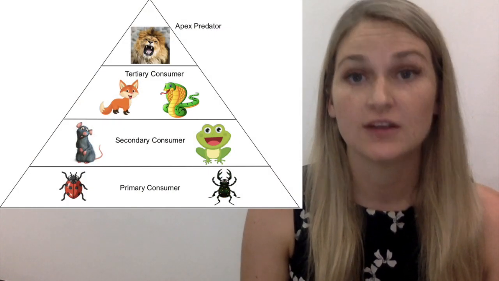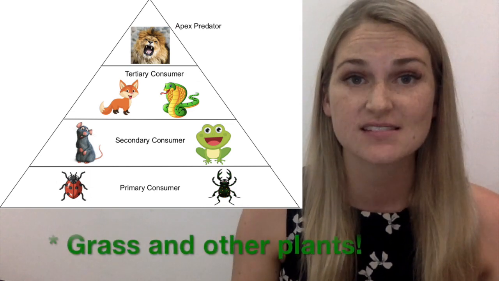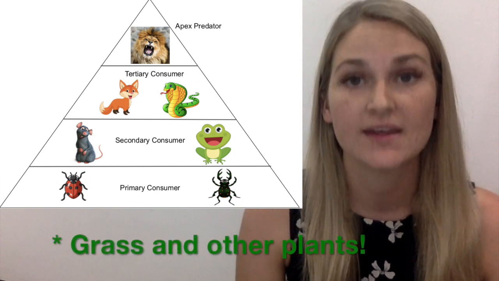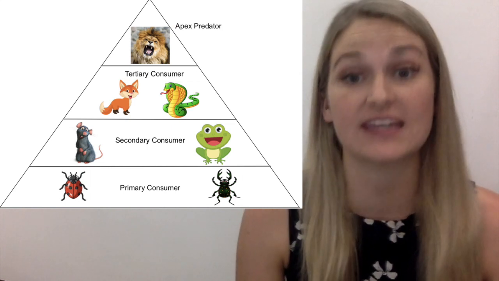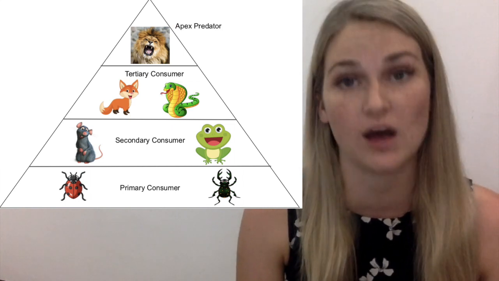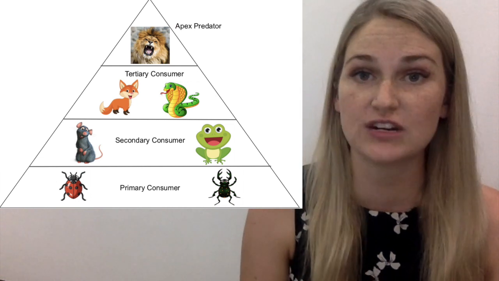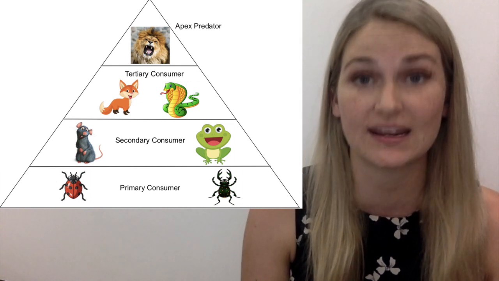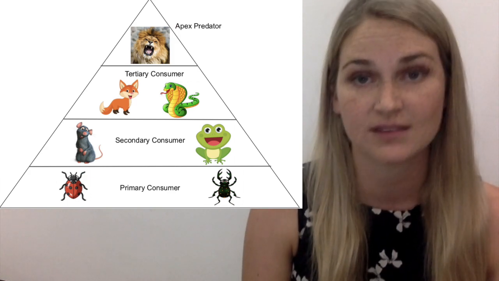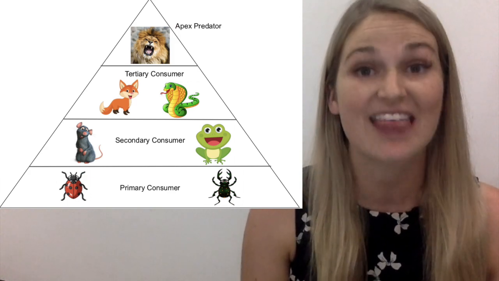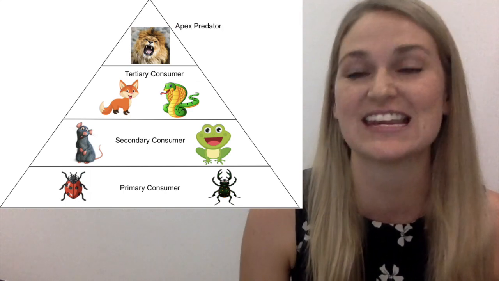The goal of this game is pretty simple. You're trying to stay alive, so you need food and water. If you are a primary consumer, you will be just eating grass, but drinking water as well. Secondary consumers can eat the primary consumers as well as drink water. Tertiary consumers can eat primary and secondary consumers and drink water. And lastly, the apex predators can eat anybody and drink their water.